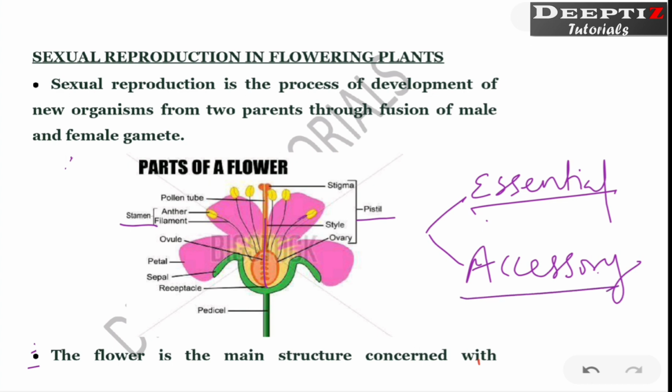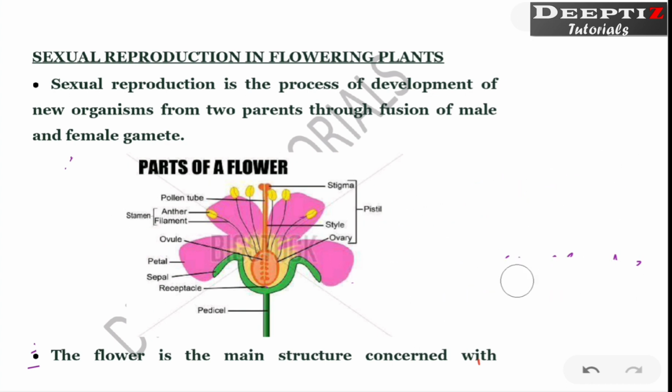Now what are accessory parts? Accessory parts are nothing but these colored structures, we call them petals, as well as the sepals and all other structures. Why are these accessory? These help in reproduction. So what is essential and accessory? Essential is involved in reproduction. Accessory are helping in reproduction. How? These petals and other structures attract the insects, right? If insects are coming, they help in the process of pollination.